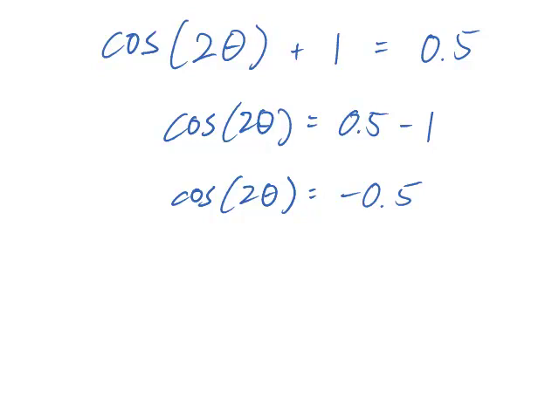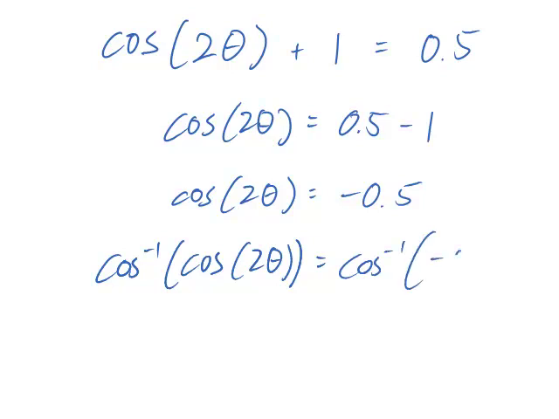Now, we can't get a theta yet. We want to get rid of the 2 at some point because it's 2 theta and we want 1 theta. We can't do that yet because there's a cosine in the way here. So let's get rid of that cosine by doing cosine inverse. Remember that the opposite of cosine is cosine inverse. So let's do cosine inverse on both sides.